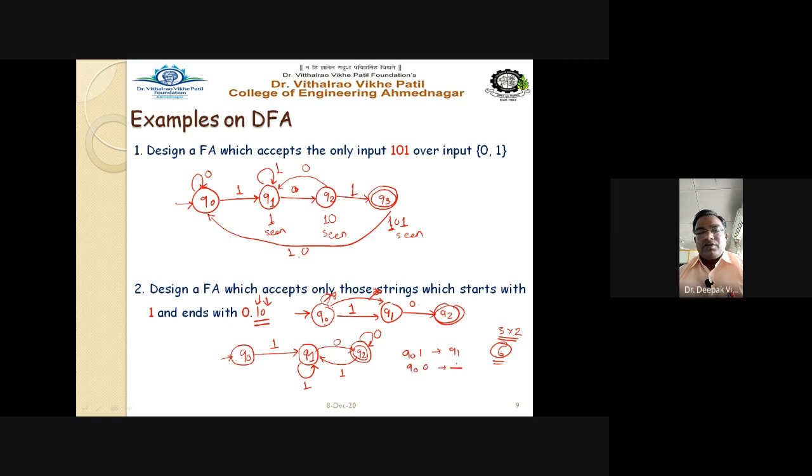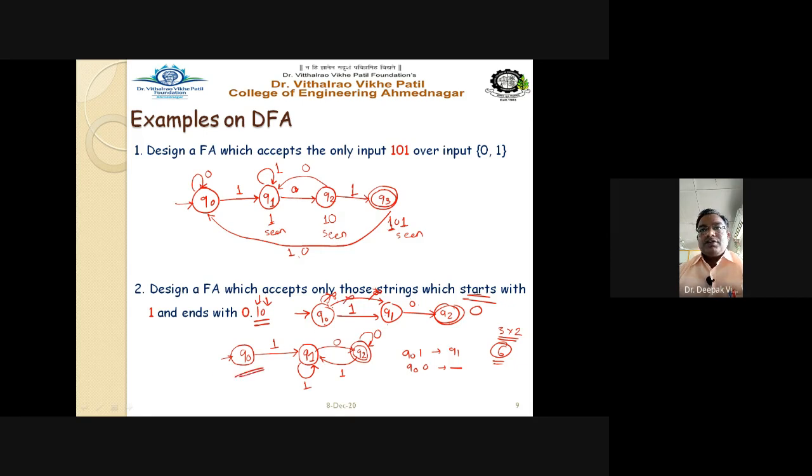So I can make it an empty transition. There will be no transition on 0 input, because it will not be accepted at all. Getting this point or not? Because you need a string that must start with 1, and if the string starts with 0, there is no need to go further. Getting my point or not? There is no need to proceed further in reading the input string. So Q0 on 0 is not marked in this diagram, right?